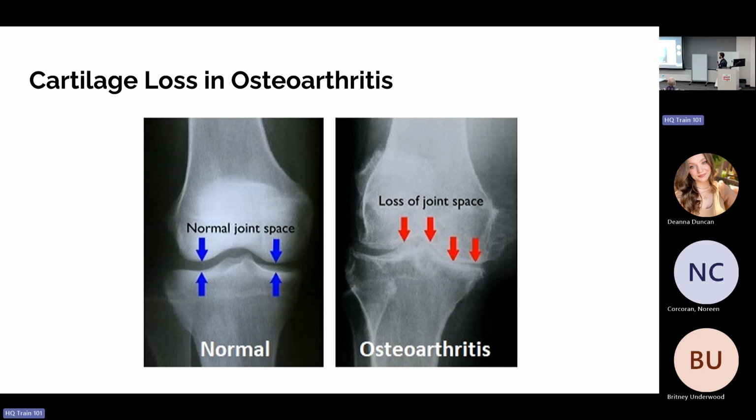But then the bone reacts to that loss of cartilage, so you can see it's a lot thicker or whiter in that area. And then you can see these wisps around the knee. Those are spurs that form as a reaction to that loss of cartilage. And this is all evidence of osteoarthritis, but it's that bone on bone and that local irritation which causes the pain.